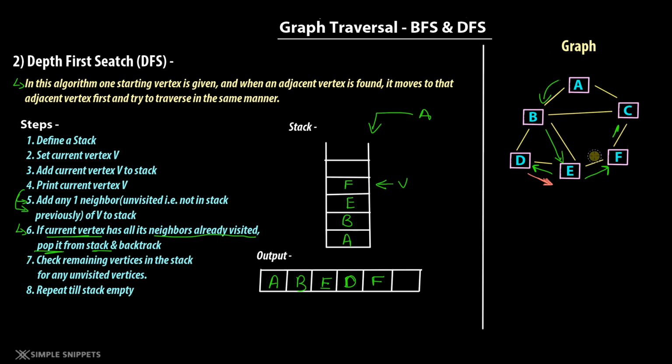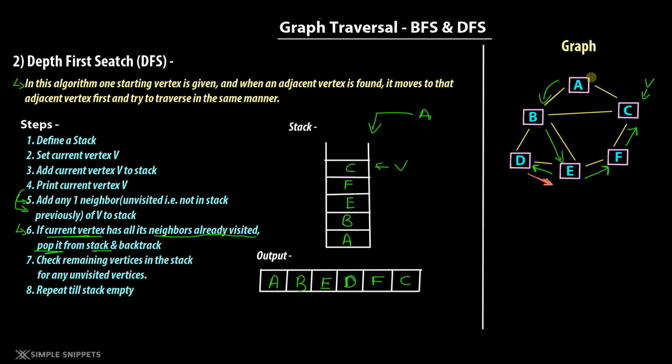We've already printed E, which means that we only have C as an option. So now we'll go to C. C will be added to the top of the stack and it will be set as the current vertex V. Then it will be printed, and again when you are at this vertex, the current vertex is C, a check will be made whether you visited all the neighbors of C.